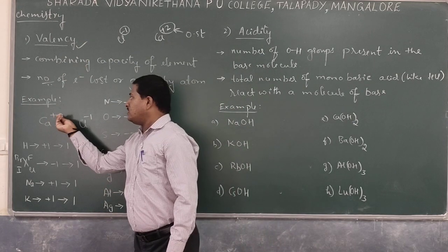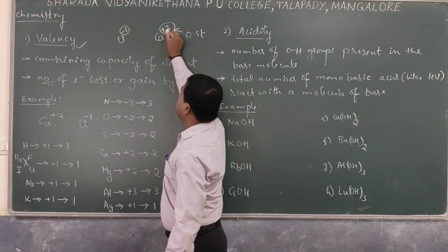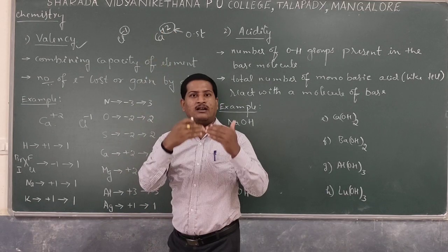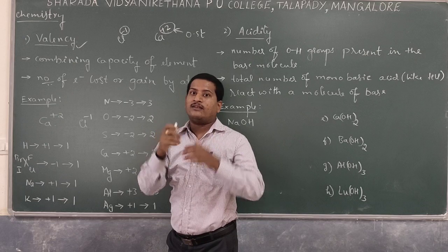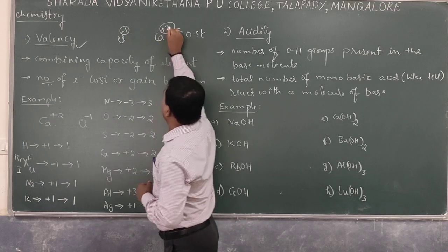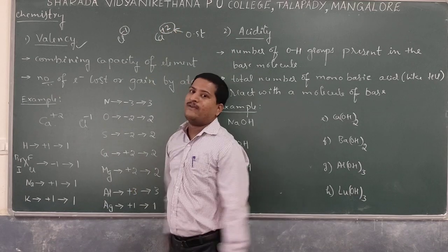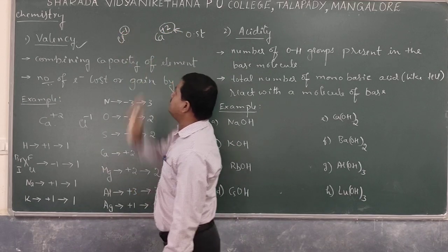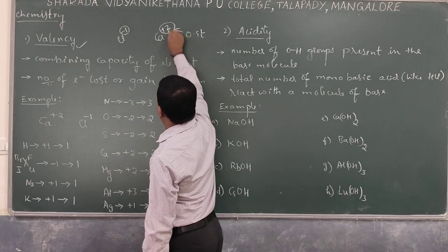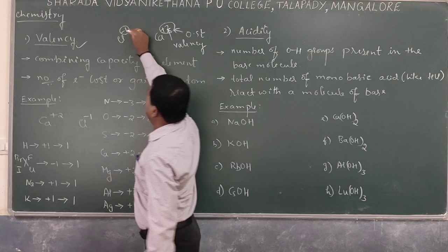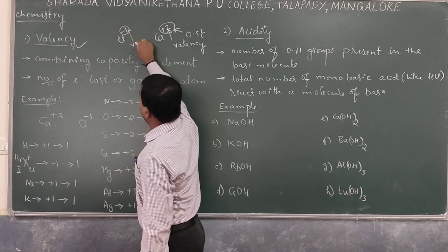So charge with the number tells about oxidation state, and just the charge tells about whether it is a loss or a gain of electron. But that number, here 1 and here 2, indicates the valency. So plus 2 is the oxidation state. Here also minus 1 is the oxidation state, but that 2 indicates the valency. Here also 1 indicates the valency.